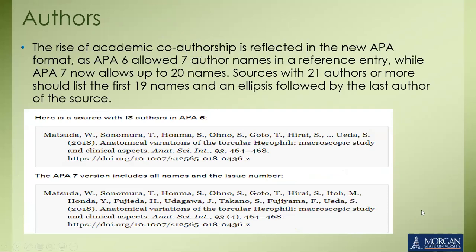Authors. The rise of academic co-authorship is reflected in the new APA format, as APA 6th edition allowed 7 author names in a reference entry, while APA 7th edition now allows up to 20 names. Sources with 21 authors or more should list the first 19 names and an ellipsis, followed by the last author of the source. For APA 6, I want you to see this has 13 authors, and this is how it is written. For APA 7th edition, look at this. You can actually write up to 19 names, and then if we had more than 19, we would use the points of ellipsis, so that you can see the difference. Once again, we're using the APA format, so that's the author's last name, comma, and the initial of the first name.